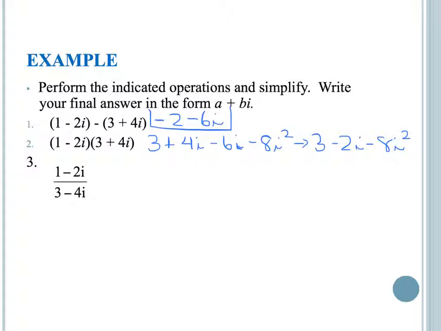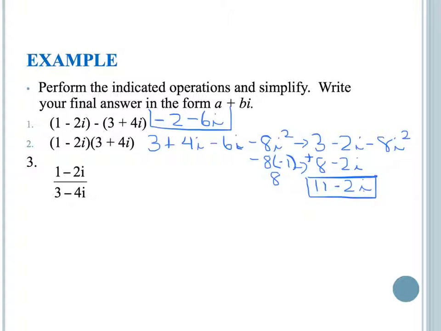But wait, i squared seems to be something that we had from before. i squared was the same thing as -1. So this -8i squared is really 8. So I essentially have 3 plus 8 minus 2i, which is 11 minus 2i. And that is my final answer, not the trinomial that involved i squared.